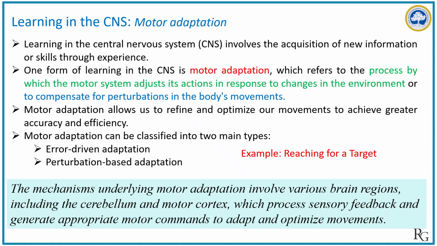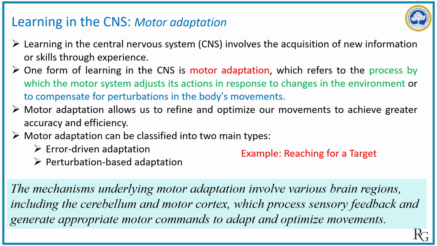Both these processes, the error driven and the perturbation based adaptation, depend on the coordination of several brain regions, and most importantly the cerebellum and the motor cortex. We can say the cerebellum is like an error detector. It compares the intended movement with actual feedback, while the motor cortex updates the motor command as per the generated error.